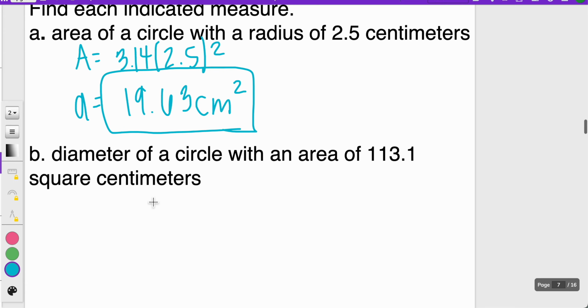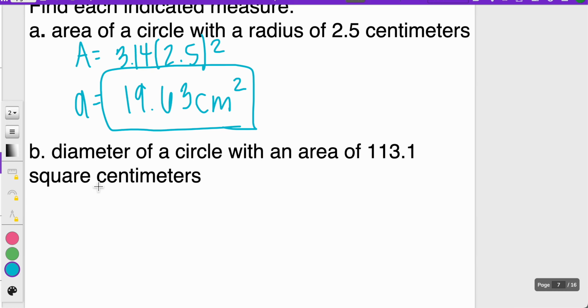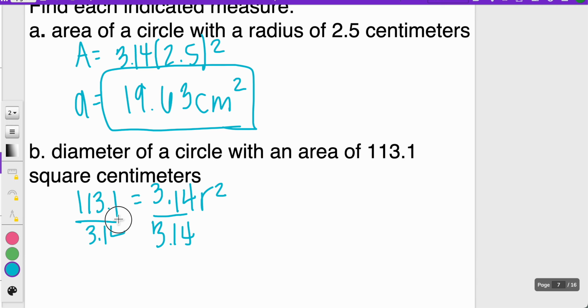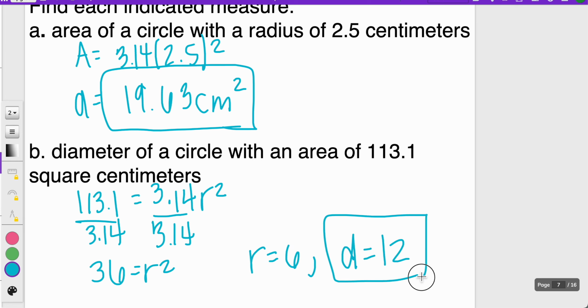Diameter of a circle with an area of 113.1. So this is where we would start with area of 113.1 is equal to pi times radius squared. I'm going to divide both sides by pi here, and I'm going to get 36 is equal to r squared. So that means r has to be equal to 6, which means diameter is double that, 12 centimeters.